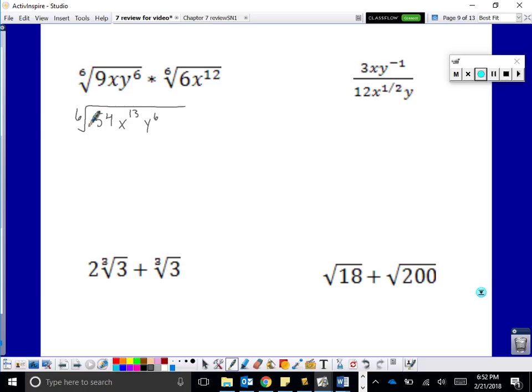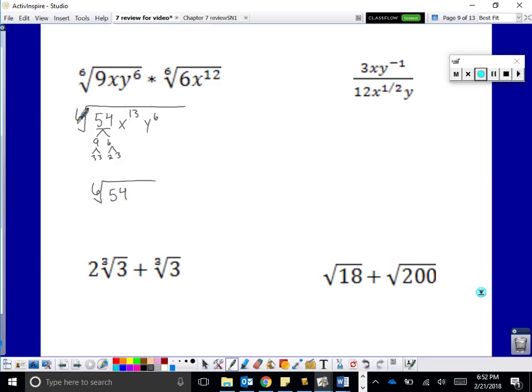Alright, so now let's go through this. If I do the 6th root of 54, I'm looking for groups of 6. This is 9 times 6, this is 3 and 3, 2 and 3. I have no groups of 6, so that has to stay underneath the radical. I cannot simplify that anymore.